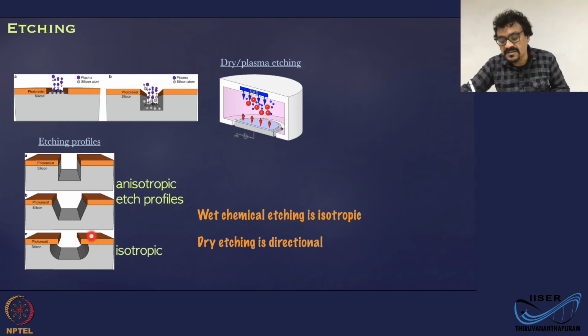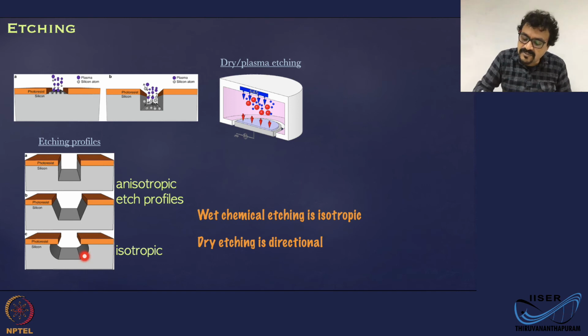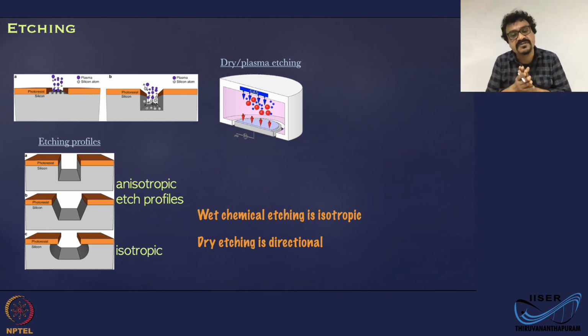There are again variations of these etch profiles. You can have a perfectly vertical, completely anisotropic profile, you can have a profile which looks boat shaped here, and you can also have an isotropic profile. Generally, plasma etching gives anisotropic etch profiles where high aspect ratio is required.